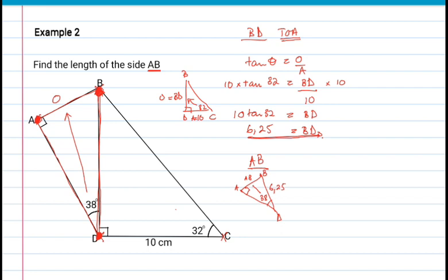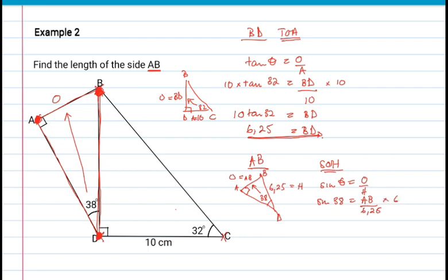So now using this, we are identifying the formula. The side which is opposite the angle is the opposite, and the side opposite to the 90 degree angle is the hypotenuse. So we have O and H, which means we can make use of the formula sine theta is equal to opposite over hypotenuse. Then we have sine 38 is equal to our opposite AB, which is the value that we want, over 6.25, which is our hypotenuse.